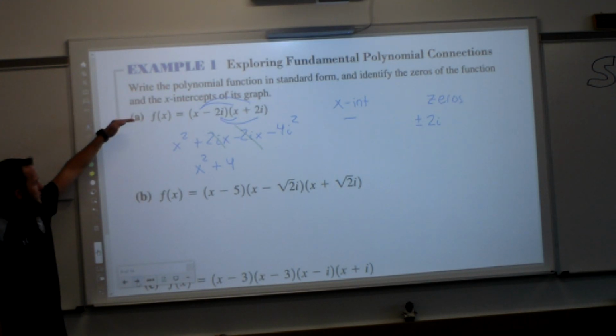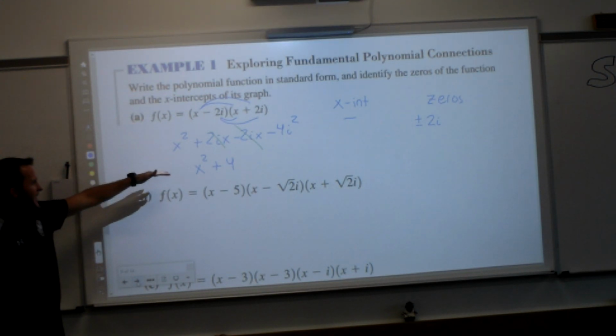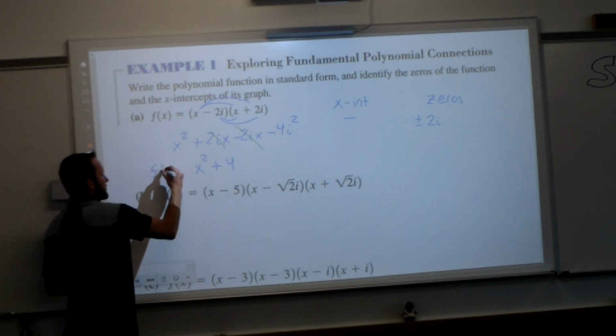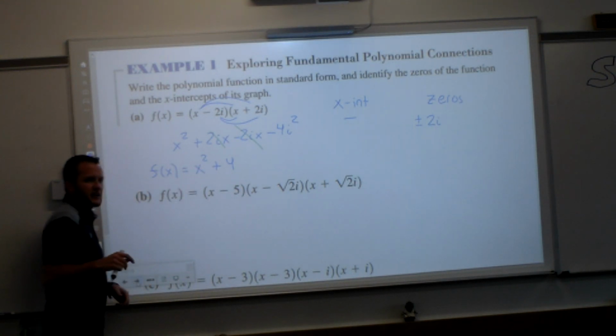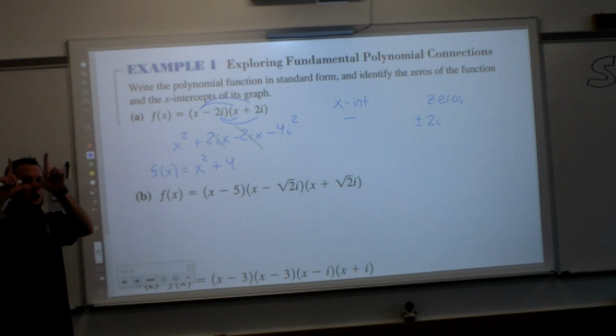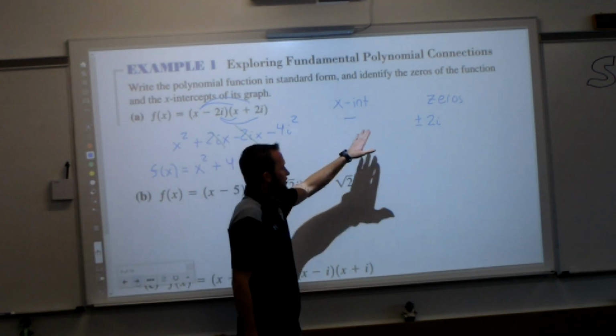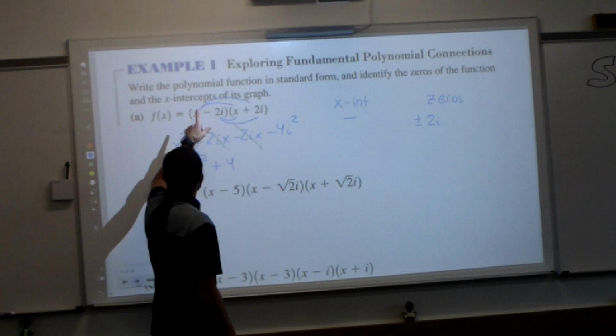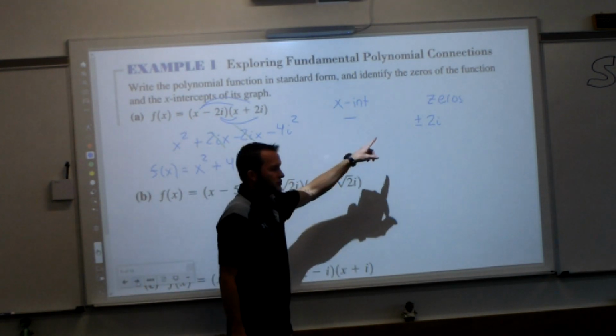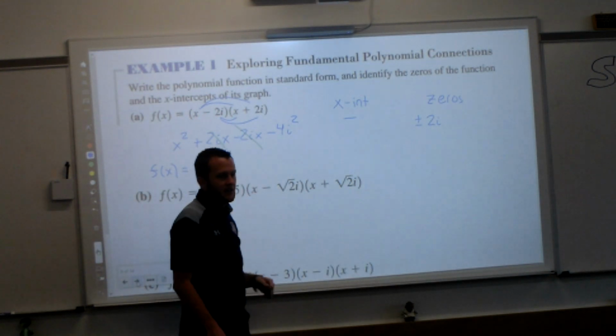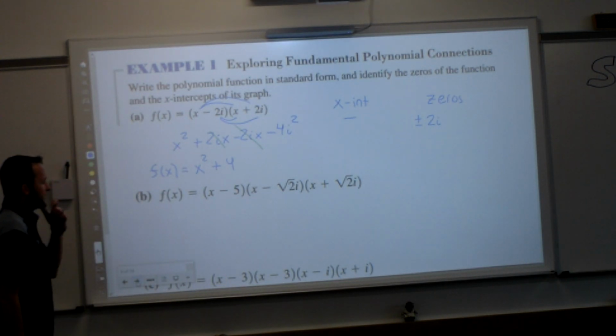So this polynomial in standard form is x squared plus 4, which if you think, x squared plus 4 shifts it up 4, there are no x-intercepts. However, it still has zeros. Remember, since it's squared, it should have 2 zeros, and those zeros are 2i and negative 2i. That's how you do that example.